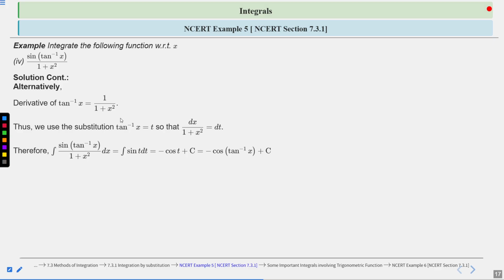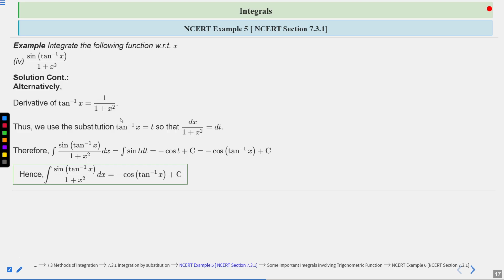Therefore, we can say that the integration of sine tan inverse x upon 1 plus x square dx will be equal to the integration of sine t dt, which is equal to minus cos t plus c. Clear? Which is equal to minus cos tan inverse x plus c. Hence, the integration of sine tan inverse x upon 1 plus x square dx is equal to minus cos tan inverse x plus c. Okay?